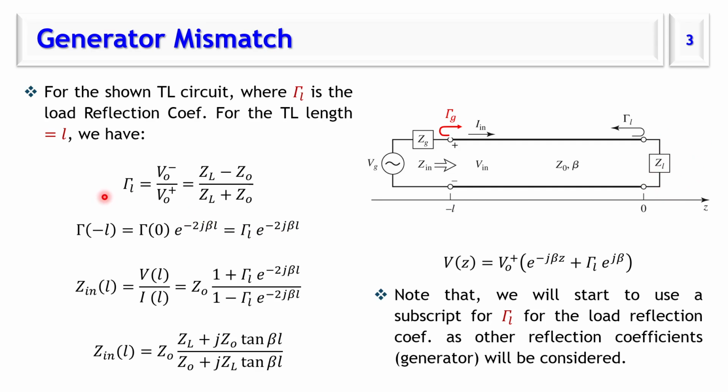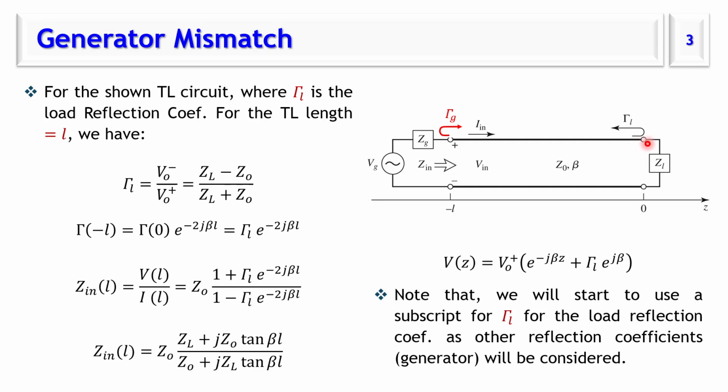From this boundary condition, we got the reflection coefficient, which has a definition of reflected wave divided by incident wave: the amplitude of the reflected voltage wave divided by the amplitude of the forward voltage wave. As we used in the previous lecture, we will put the zero here. This is the positive Z, so the wave propagating in this direction is positive. This is the negative Z, and the wave propagating in this direction is negative.